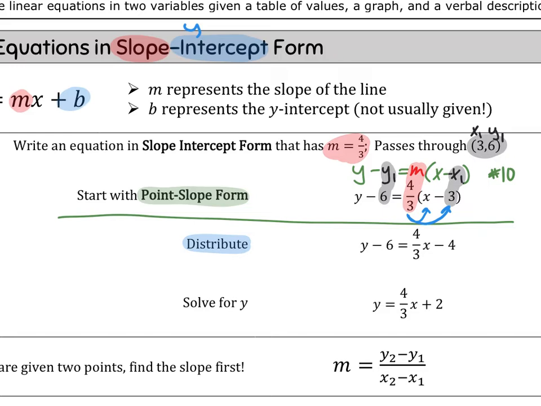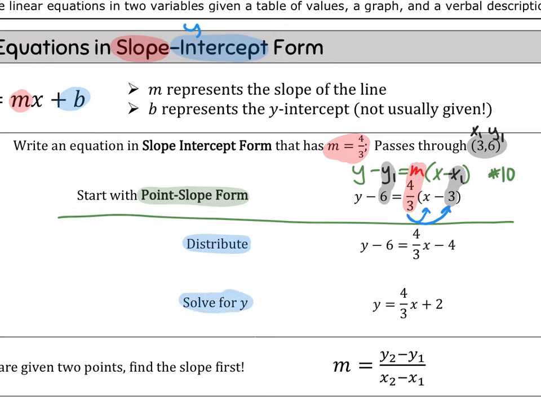4 over 3 times x is 4/3 x. 4 over 3 times negative 3 is negative 4. Consult a calculator. You'll be multiplying fractions today, but that's why we have calculators. So we've written down the distribution version. Then the next step says to do what? What does it say to do to finish this problem?